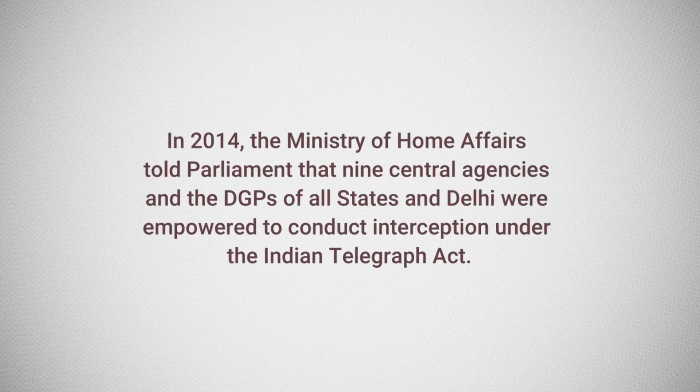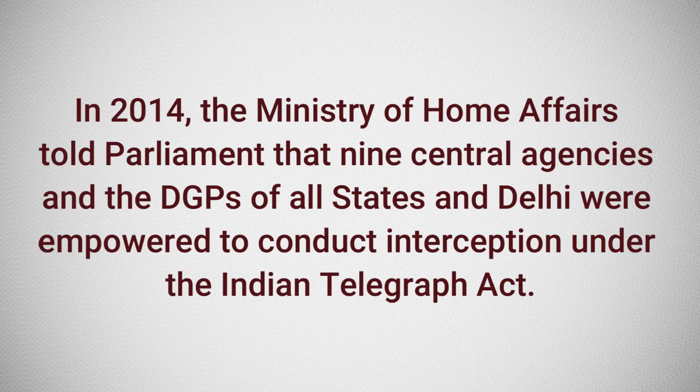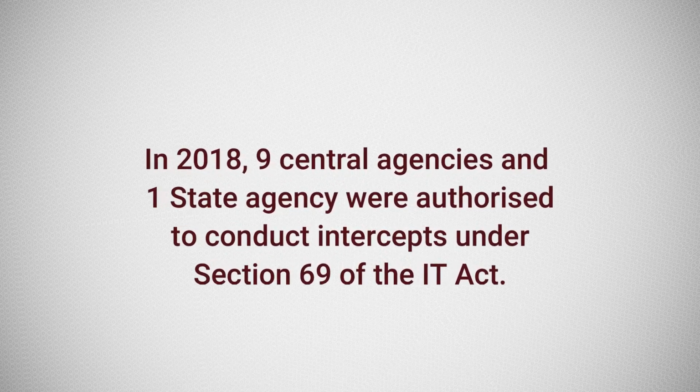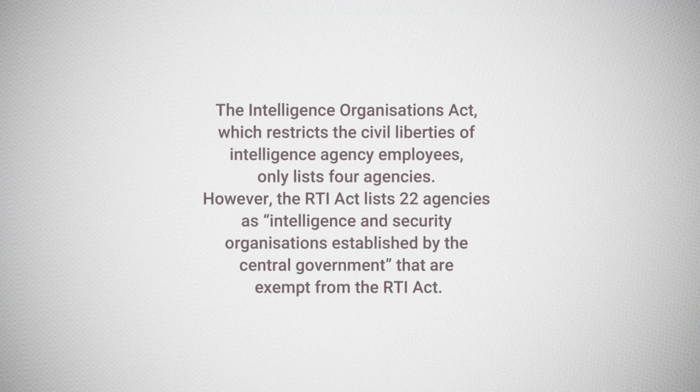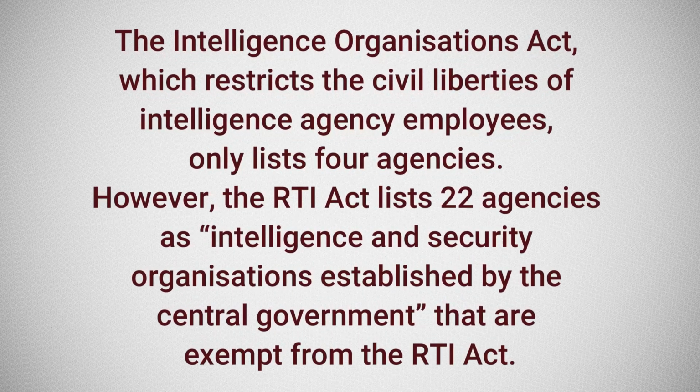So when you're talking about the fundamental rights or any other rights given to Indian citizens, are they all absolute, or are they under some sort of reasonable restrictions? Or are there any safeguards to protect our privacy? Or any safeguards for the legislature to look into these matters? That is, a limited number of agencies are given the power to intercept and monitor. In 2014, the Ministry of Home Affairs told Parliament that 9 central agencies and the DGPs of all the states and Delhi were empowered to conduct interception under the Indian Telegraph Act. Then in 2018, 9 central agencies and 1 state agency were authorized to conduct intercepts under Section 69 of the IT Act. And more importantly, the Intelligence Organisations Act, which restricts the civil liberties of intelligence agency employees, lists only 4 agencies. However, the RTI Act lists 22 agencies as intelligence and security organizations established by the central government. They are exempt from the RTI Act.